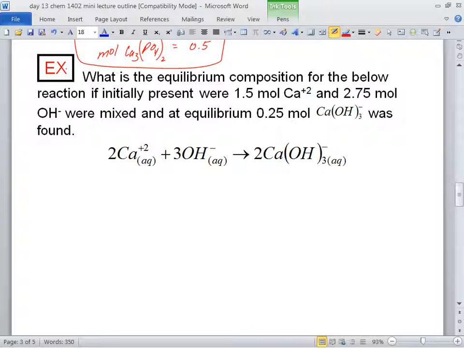For this one, we're writing the Kc expression. Yes, the Kc expression is concentrations of products over concentrations of reactants, raised to their stoichiometric powers. Yep.